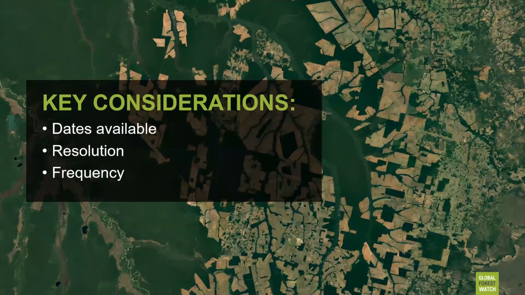Is your priority to have a very detailed image to investigate small-scale clearing, or a very clear image for communications purposes? The frequency of the imagery. Is it important to you to be able to see the most recent image possible, even if that image has partial cloud cover or the resolution isn't as high?